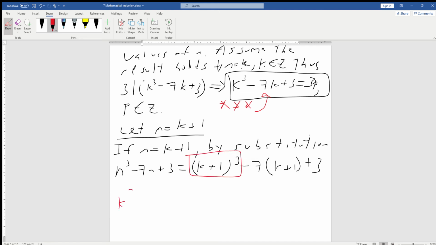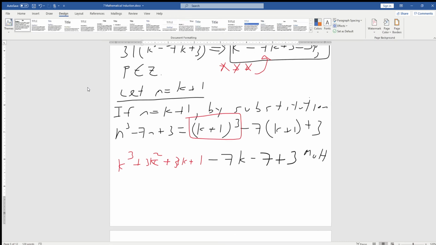That's going to become k cubed plus 3k squared plus 3k plus 1. And then the rest of it, that's pretty easy to see. That's going to become minus 7k minus 7 plus 3. Now, again, this is by multiplication. Generally what you want to do is combine like terms. And that's almost always going to be true in every other sort of situation in mathematics. However, there are some times, such as discrete math, where it's important to keep those unique.